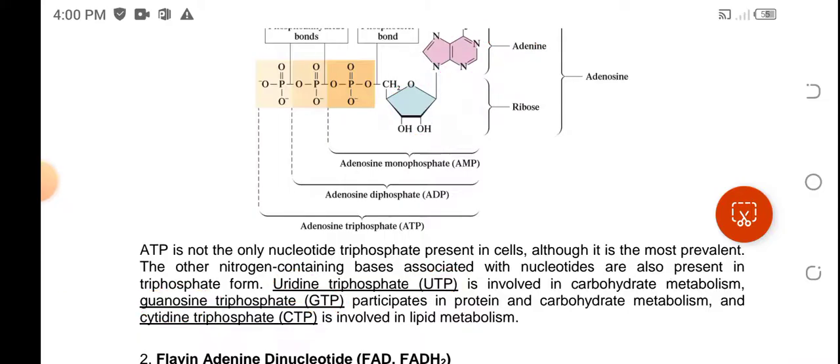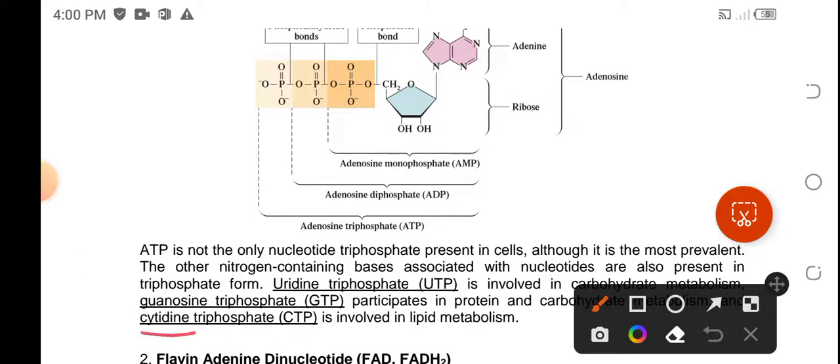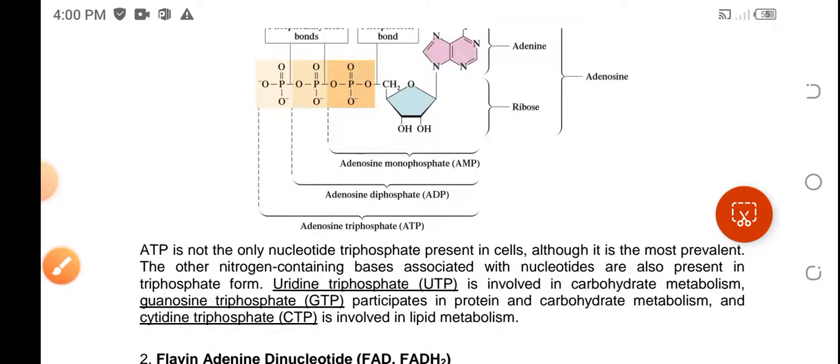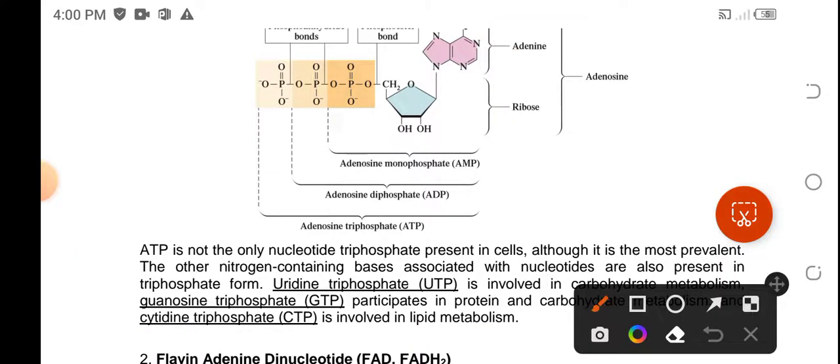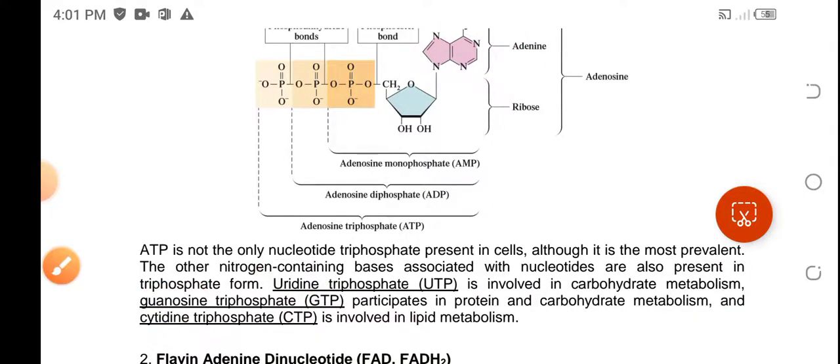And of course, we have another type. We have cytidine triphosphate. So, papalitan ulit natin yung adenine ng cytosine para maging cytidine triphosphate, which is involved in the lipid metabolism. So, yung mga energy containing compounds na to, ATP, ADP, and AMP, meron din siyang counterpart kapag papalitan natin yung ating nitrogenous base. Okay, so nakasalalay dun sa identity ng ating nitrogenous base kung anong pangalan ng ating nucleotide triphosphate.